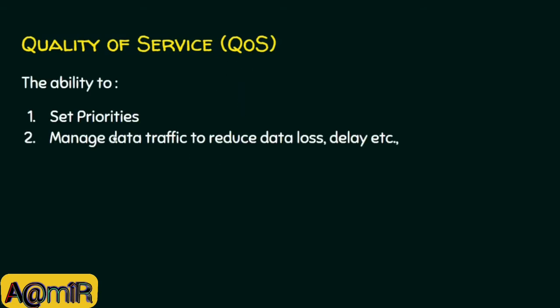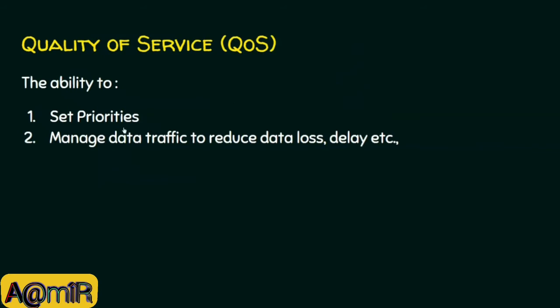It is the ability to set priorities and manage data traffic to reduce data loss and delays. For example, if a router receives 2 packets at a time, or 2 data at a time, this router should know which data it should process first.